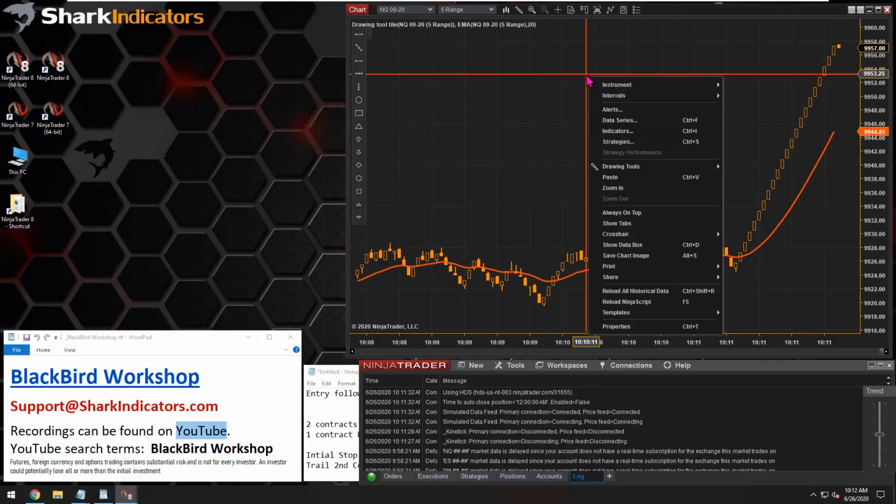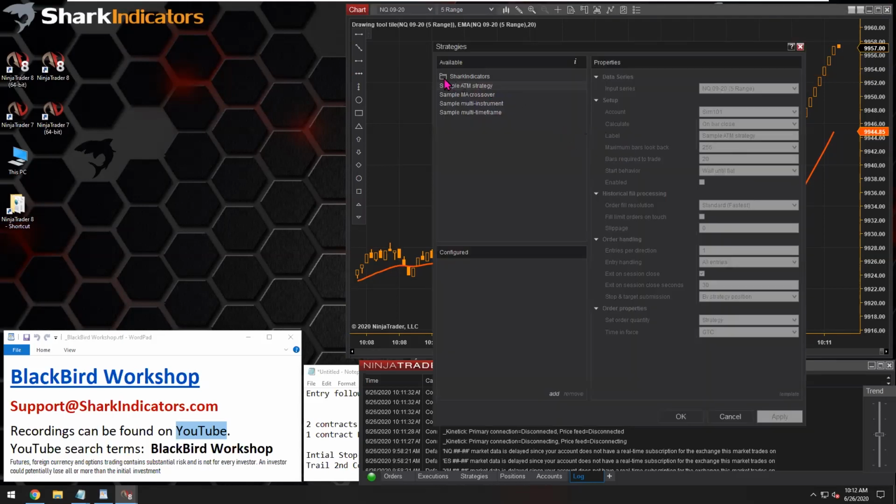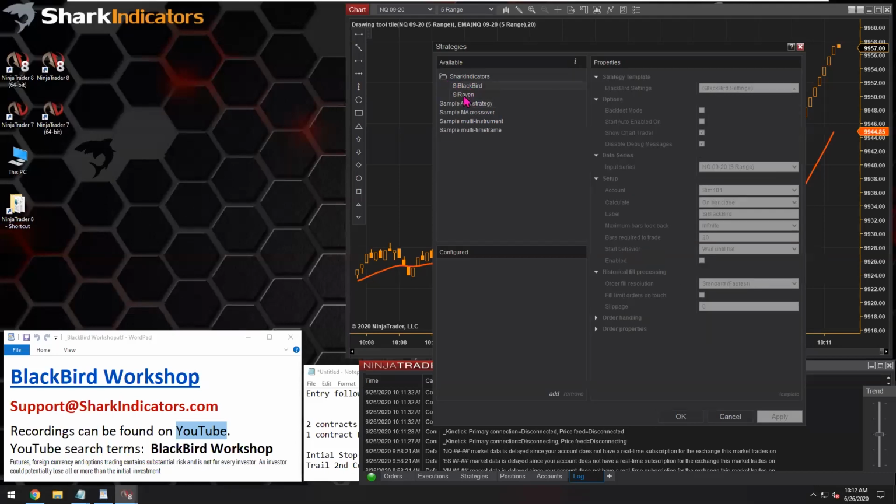All right, next step, let's get BlackBird on the chart. So we're going to go into our strategies window here and go into the shark indicators folder. And there's BlackBird and there's Raven. So let's put BlackBird on here.